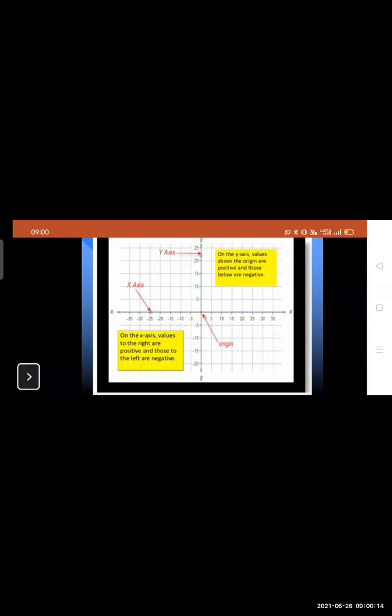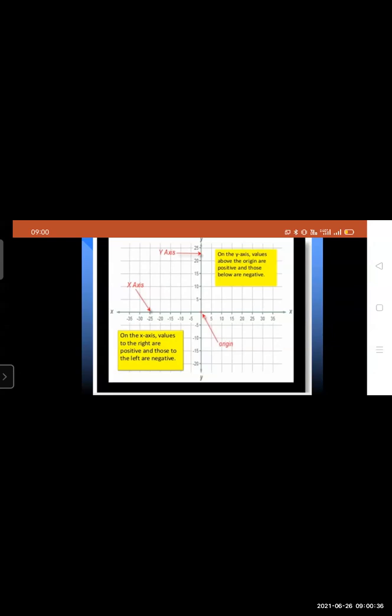So this is called a coordinate plane, and where the two axes meet each other is called the origin. Origin के right side में on the x-axis, we get positive values, origin के left side में we get negative values. Okay, and above positive values, below negative values.